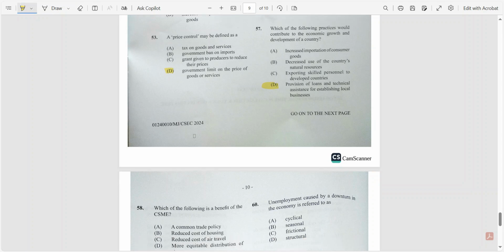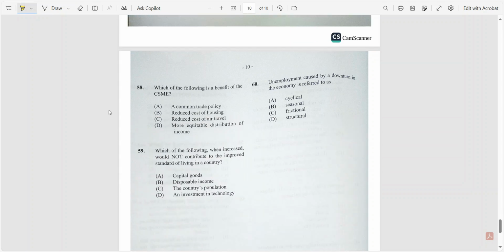58. Which of the following is a benefit of the CSME, a common trade policy, reduced cost of housing, reduced cost of air travel, or more equitable distribution of income? And 58 is A. Which of the following, when increased, would not contribute to the improved standard of living in a country? 59 is C, the country's population. And lastly, unemployment caused by a downturn in the economy is referred to as cyclical, seasonal, frictional, or structural. The answer for 60 is A.